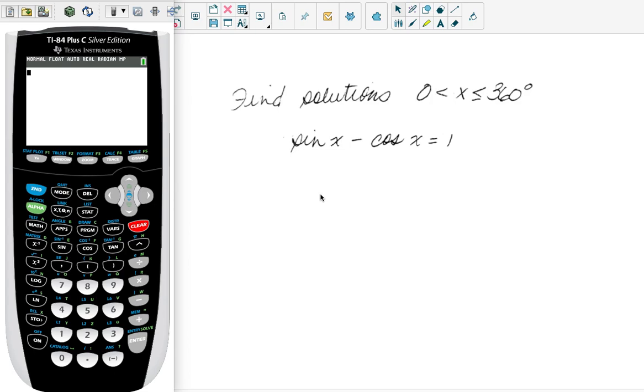I would like to show you how to solve an equation using your graphing calculator. In this case, it's a trig equation. We are going to find all solutions between 0 and 360 degrees.